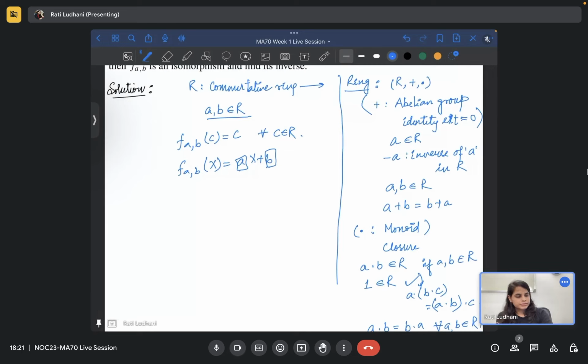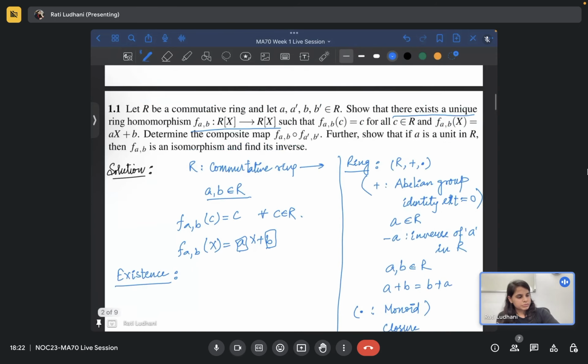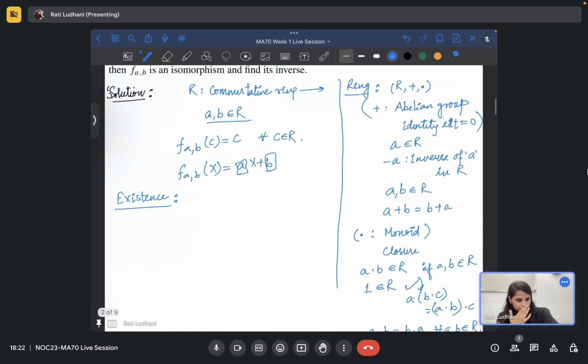So first, existence. I'm just proving the first part right now. Show that there exists a unique ring homomorphism. So basically for existence, what can we do? Can anyone tell me?